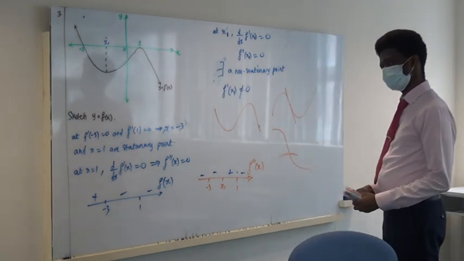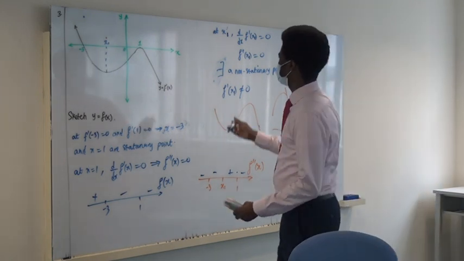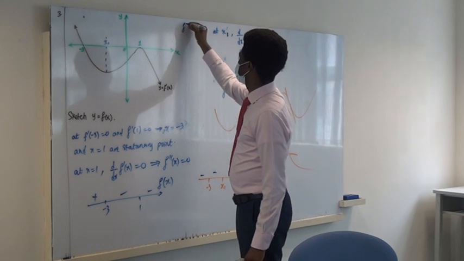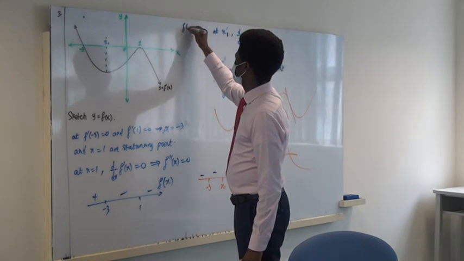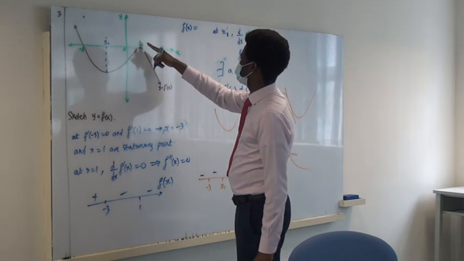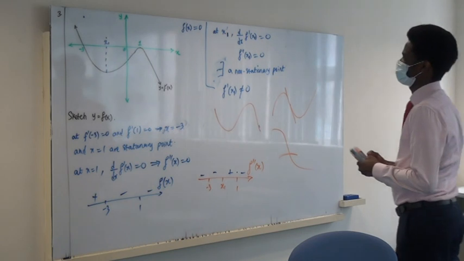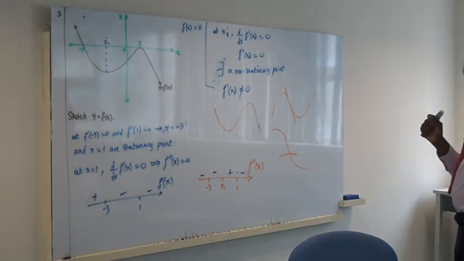Like it doesn't cross the x-axis until 1. Wait, it doesn't cross the x-axis? I don't know, but f of x, I think, at inflection, this point is not 0. Why? I mean, it crosses when x is equal to 1. Maybe not. It necessarily doesn't have to.